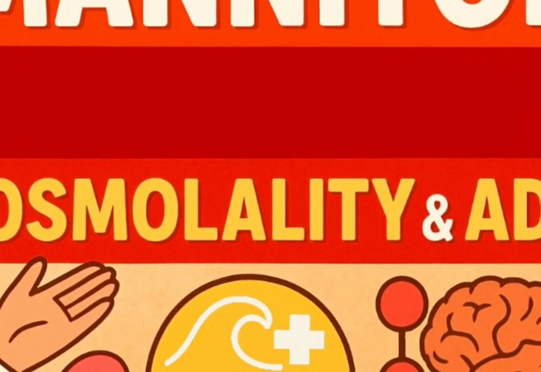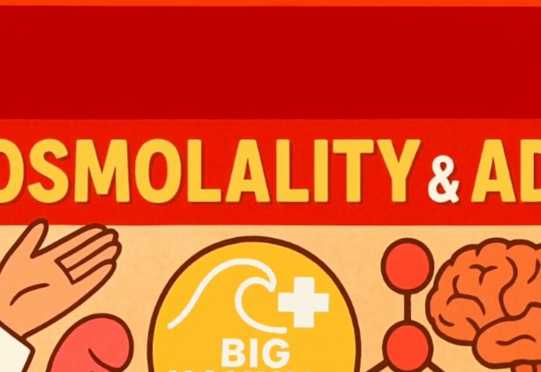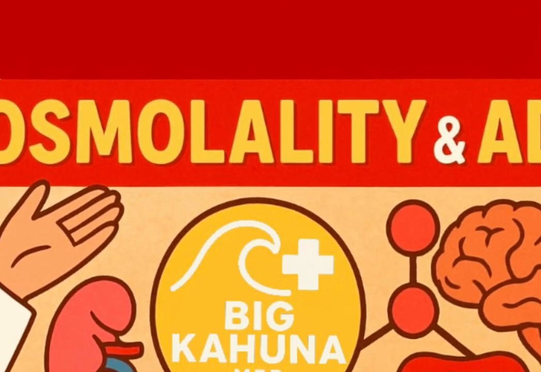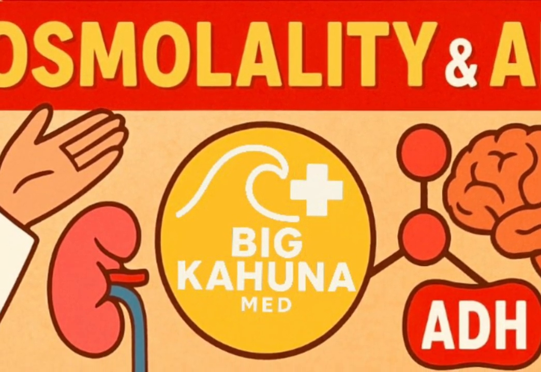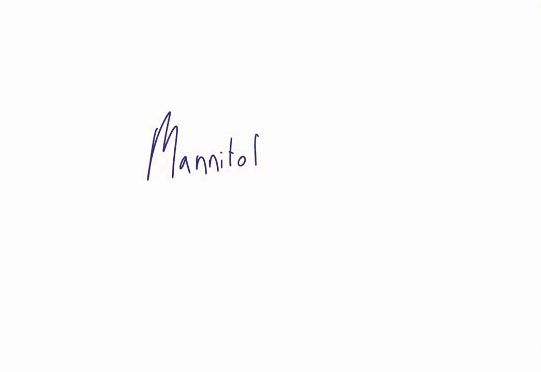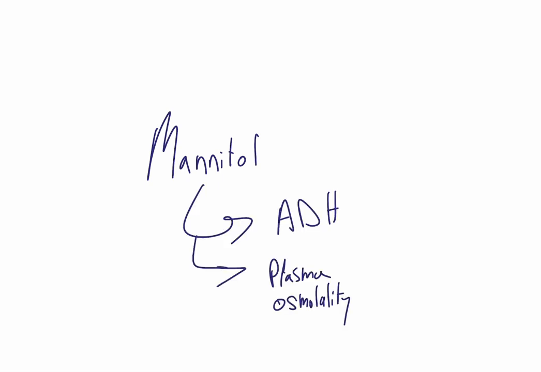Let's get it. All right, so today's topic is going to be mannitol and its effects on ADH and plasma osmolality. Let's get it. So, first and foremost, let's get into what is mannitol. At the basic level, at its core, mannitol is a sugar alcohol. We give it to increase plasma oncotic pressure. Basically, it raises the solute concentration in your blood. Think of it like glucose or albumin. It pulls water into the vasculature by increasing plasma osmolality.